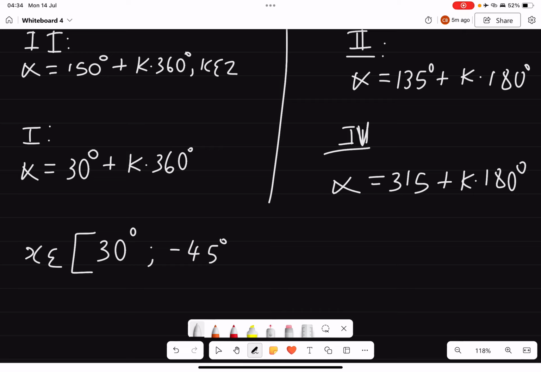Then negative 2 doesn't work, and 0 also doesn't work. So that is our solution for 135. Now we're going to go to 315 plus 180 times k. Negative 3 is outside, negative 2 gives negative 45, which we already have. Negative 1 is outside. So it means those are our only solutions. And that's it with this question, ladies and gents. Thank you very much.